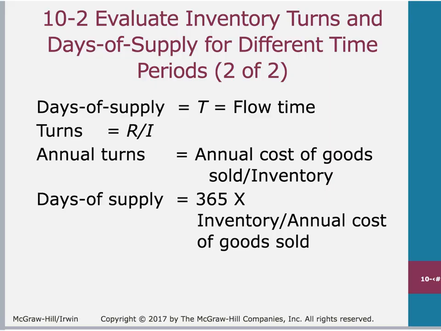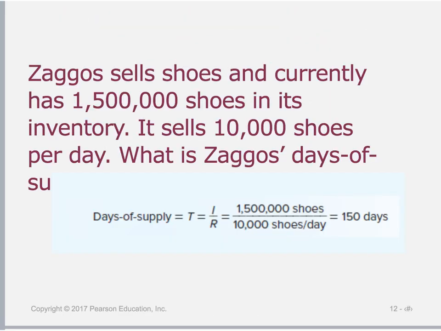So here we're getting to some more of the formulas. There's the days of supply, linking it back to Little's Law. It deals with the time and the flow time. And then turns is the annual cost of goods sold divided by inventory. Or turns could also be revenue divided by inventory at that time. We'll talk about that a little bit later. All right, and then days of supply can also be calculated by 365 times inventory divided by the annual cost. But let's get into some examples so this all makes more sense.